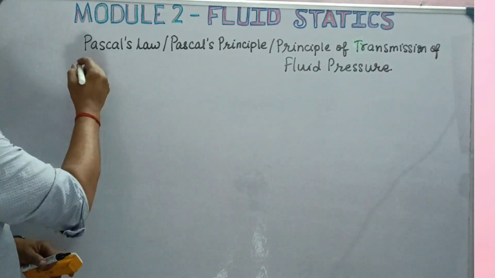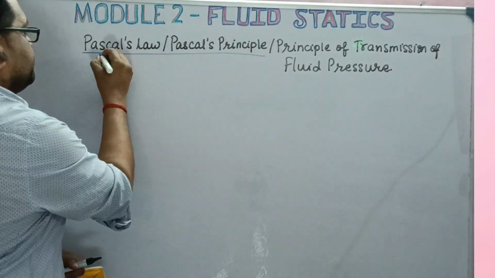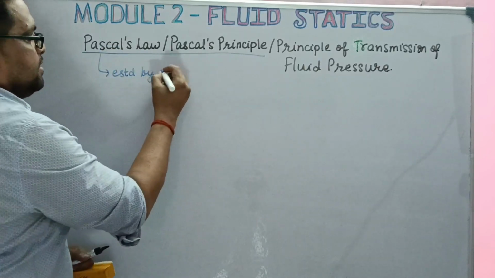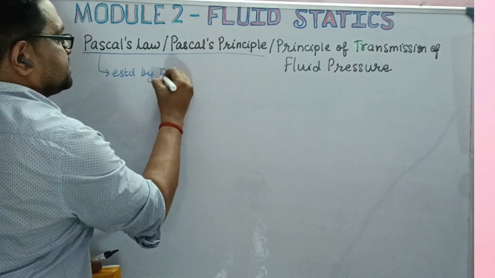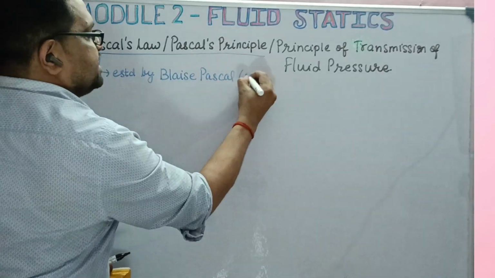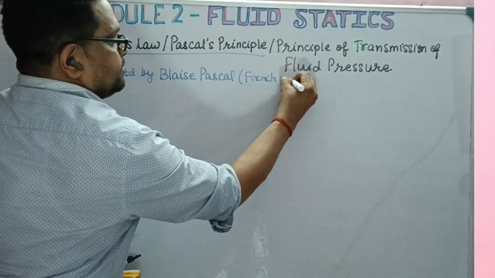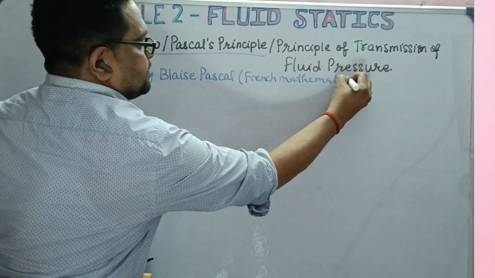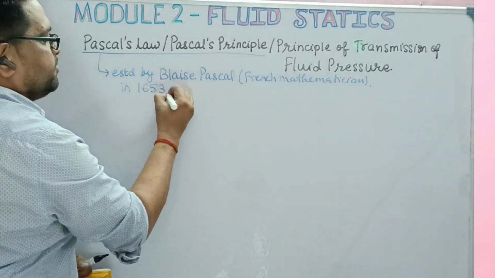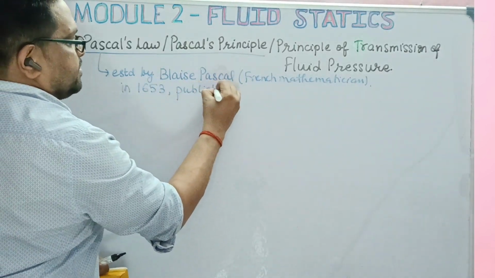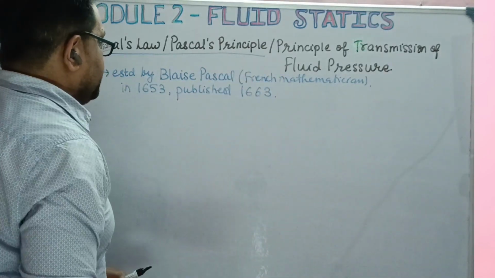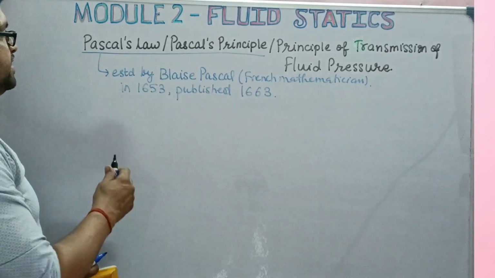Now, as the name itself suggests, this law was established by a French mathematician named Blaise Pascal. So it was established by Blaise Pascal, a French mathematician. It was established in the year 1653. However, it was published after a decade, that is 1663. Now let me write down the statement of this Pascal's law.